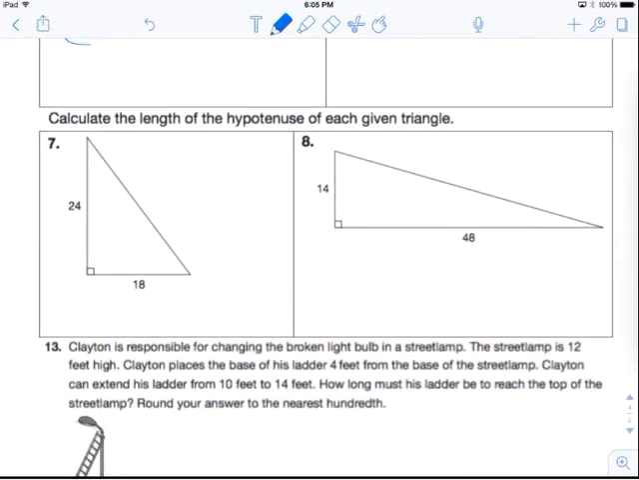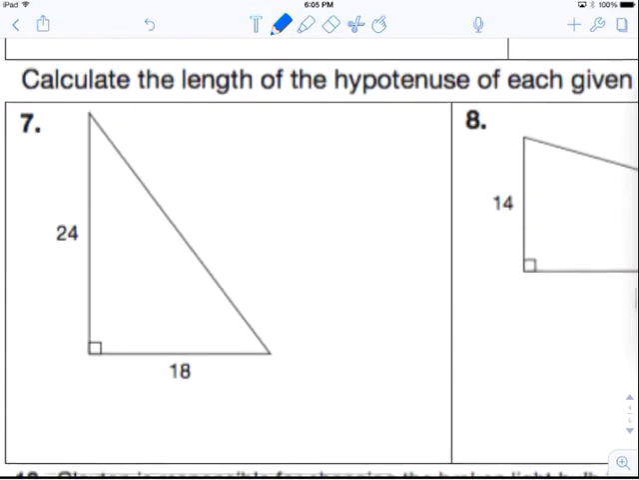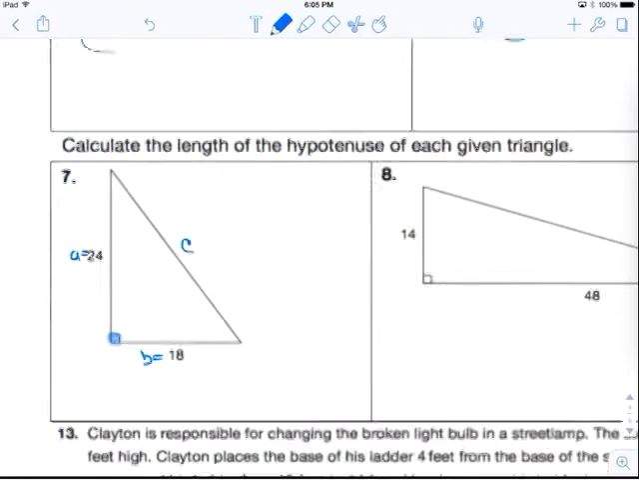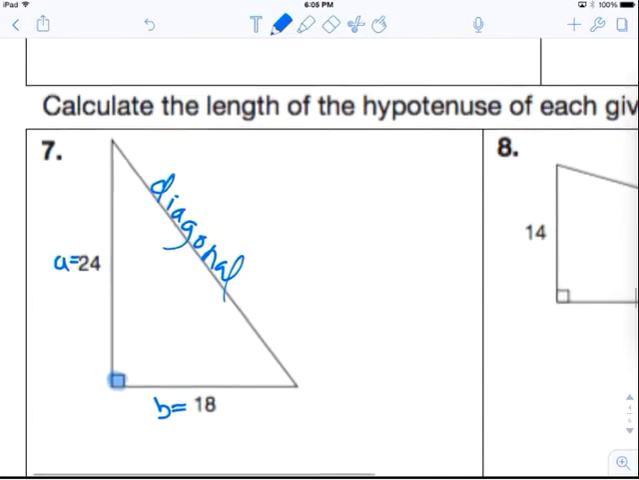Calculate the hypotenuse of, okay, this is again what we've been doing in class. I'll do one just in case kids were absent and didn't know what to do. These are called the legs, A and B. The legs hold up the 90-degree angle. And this one is C, called the hypotenuse. It's the longest length. I like to put hypotenuse or diagonal or slanted for C. So this way I can do A squared plus B squared equals C squared.